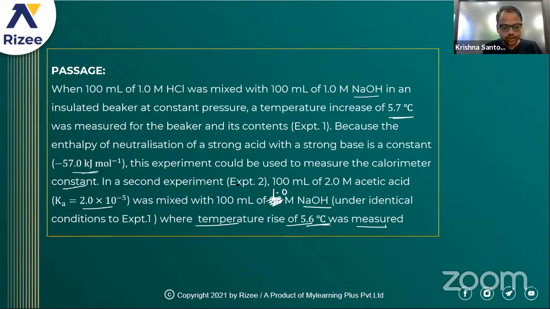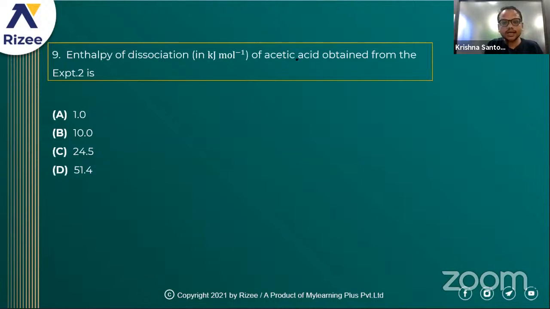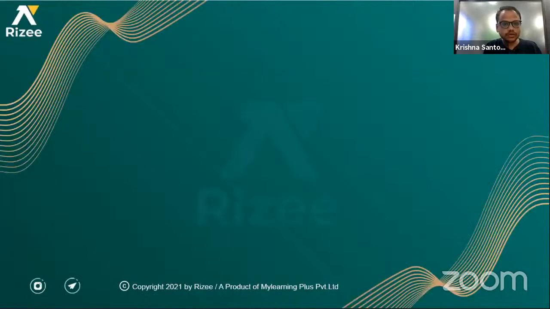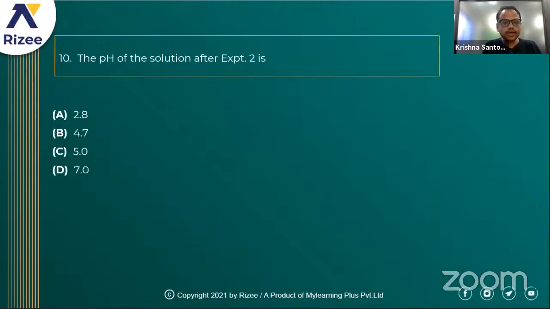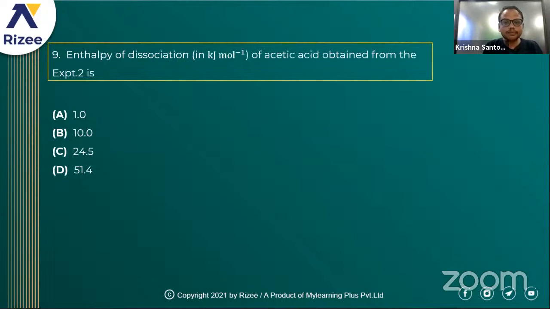Now let's see what the question is. The question is: the enthalpy of dissociation of acetic acid obtained from experiment 2 is? So how do we find it? Let's see. Let C joules per Kelvin be the heat capacity of the calorimeter.